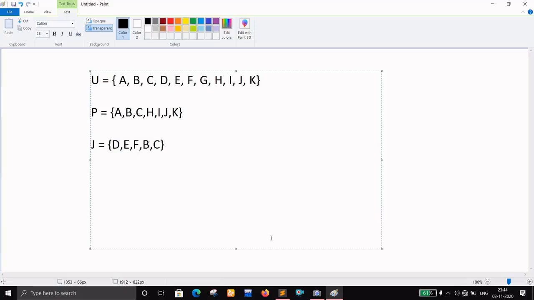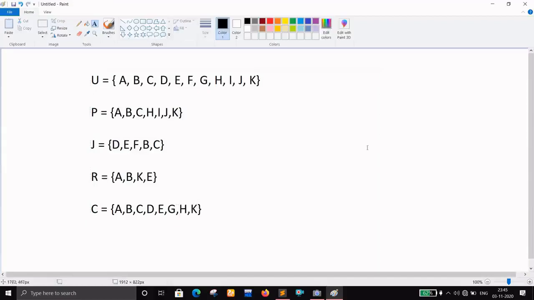Now, let's say we have R. R includes the developers who use Ruby. So we have A, B, K, E, that's it. Now I have another set, which is, let's say, C. C includes the developers who use C as well as C++. So A, B, C, D, E, G, H, K. Right.